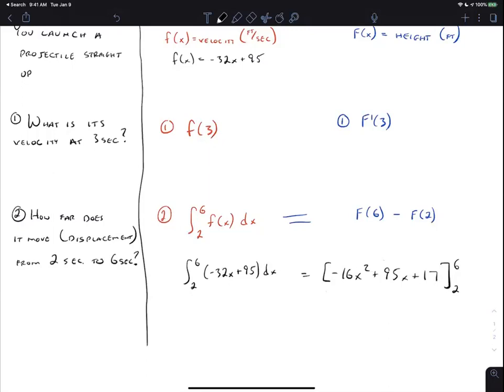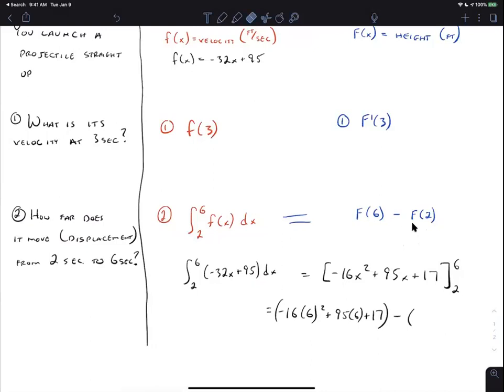So if we're not familiar with this notation, or if we forget what this notation is, what this means is now we're going to do this F of 6 minus F of 2. So this function is the big F of x. So I'm going to plug in 6 for all of the x's. And then I'm going to plug in 2 and I'm going to subtract. And it's because I'm doing this. Does everybody see that? The F of 6 minus F of 2.